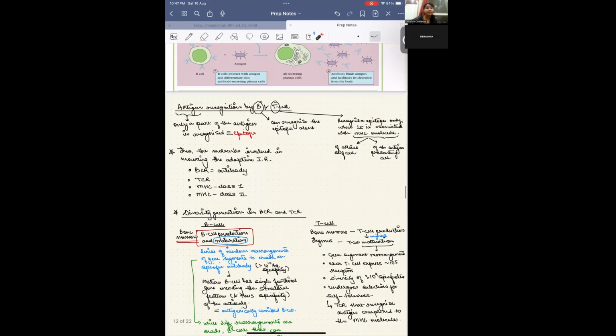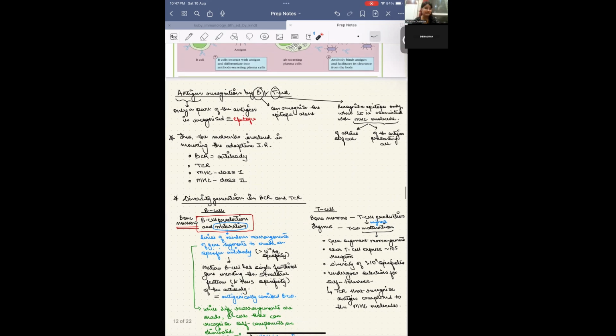Okay, so now we'll quickly see that. We discussed how the B and T cells effectively bring about the response. But just to put things in context, we have different receptors present in your adaptive immune system. We discussed the B cell receptors or the antibody molecule, the T cell receptors, MHC class 1 and MHC class 2 molecules. We'll see all of them separately.